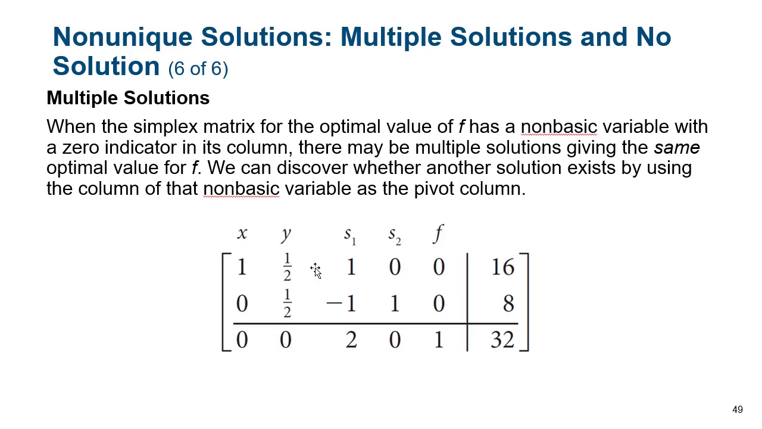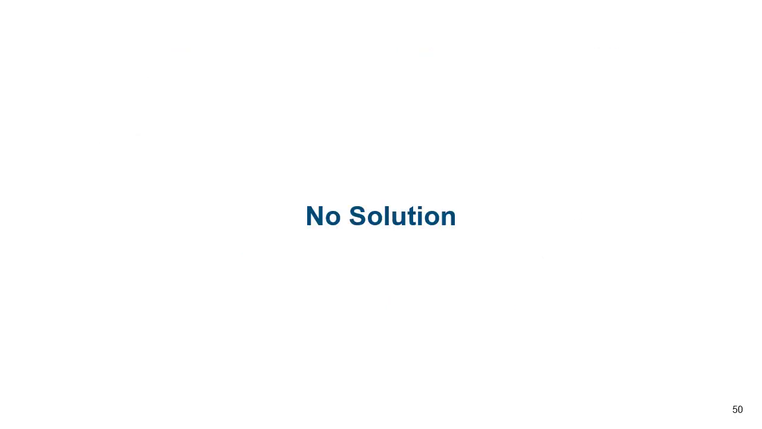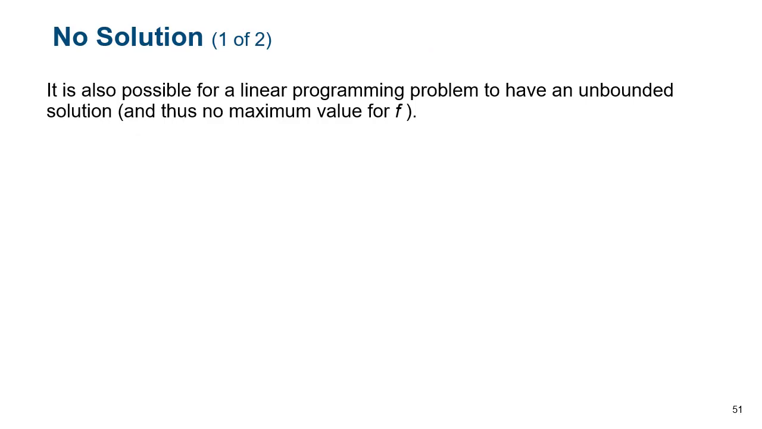And we would do the same thing. 16 divided by a half is 32. 18 divided by a half is 16. We would pivot here and do the work and end up coming up with the same answer of 32. What about no solution? Well, it is possible for a linear programming problem to have an unbounded solution and thus no maximum value.